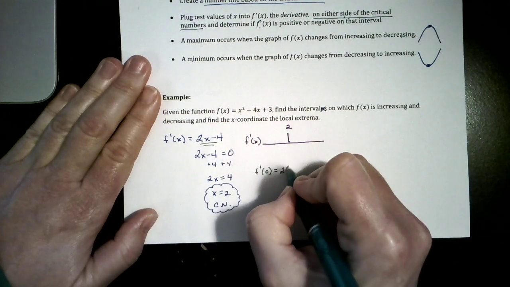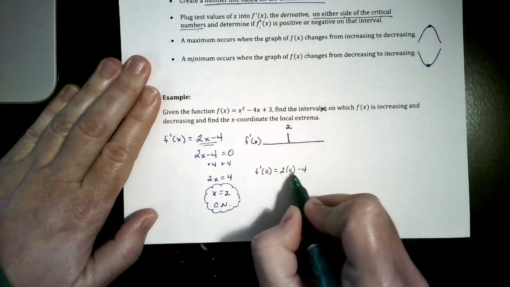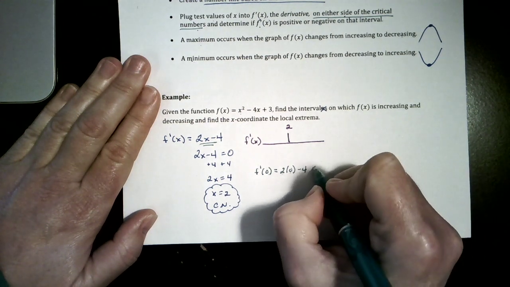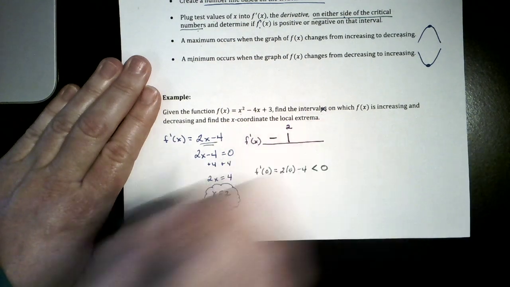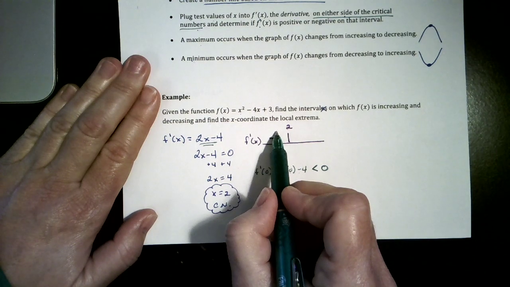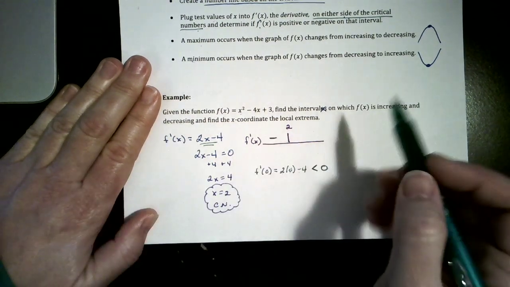So that gives me 2 times 0 minus 4. And here's the kicker. I don't really care what that actual answer is. I just want to know if it's positive or negative. So 2 times 0 minus 4 is going to give me a negative number. So it's less than 0. So I'm going to put a little negative sign here. That means that any number I test to the left of 2 is going to give me a negative value in the derivative. Now I have to do the other side of 2.